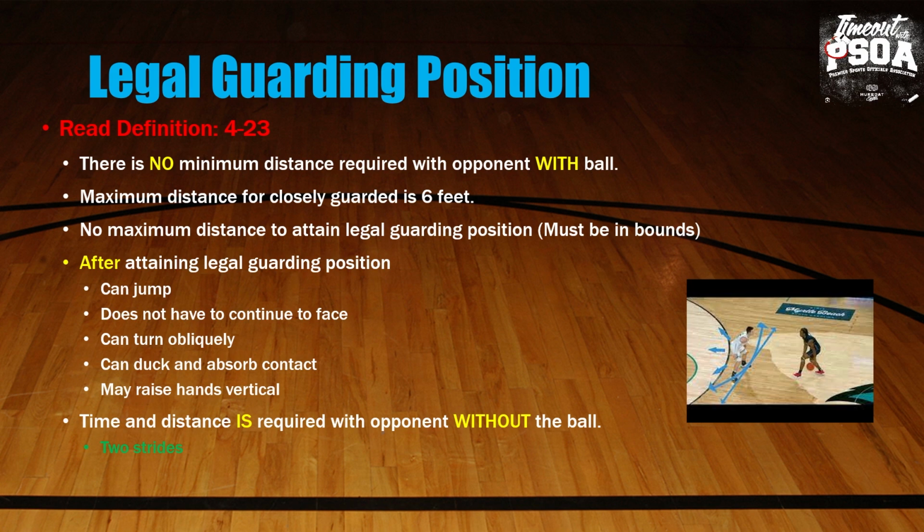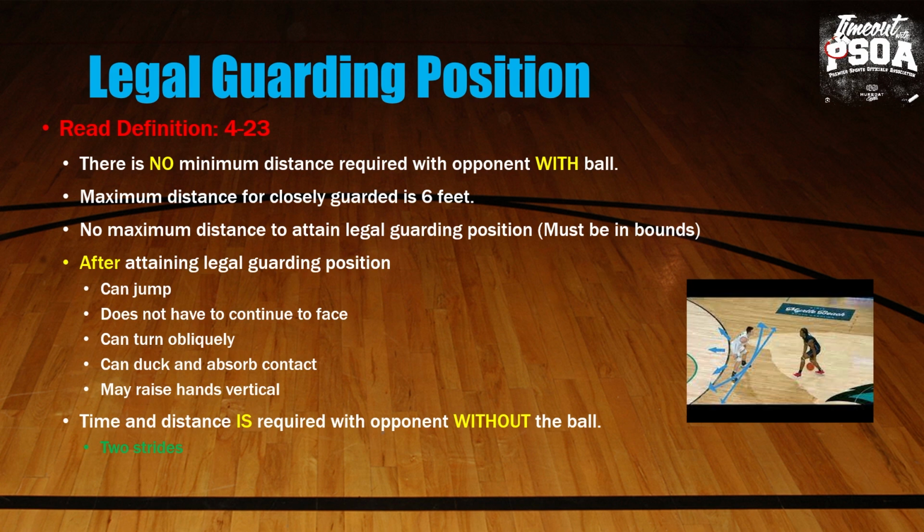The maximum distance for closely guarded, not legally guarding, but closely guarded, is 6 feet from foot to foot. Defender's foot to ball handler's foot. You do not have to be within 6 feet to have legal guarding position. Actually, there's no maximum distance to attain legal guarding position. All it says is inbounds, 2 feet on the ground, facing the opponent. So if you're playing on a 94-foot basketball court, guess what? You can have legal guarding position 94 feet away from your opponent that has the ball.